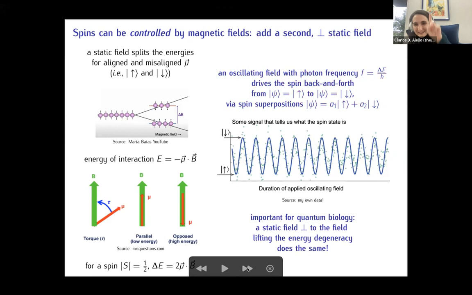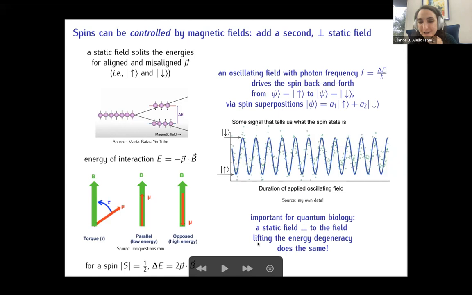But there's a similar phenomenon that happens if, in addition to this static magnetic field that lifts the degeneracy, you add a second static field in a direction perpendicular to it. So it's another static field. This addition of a second static field, to some extent, has the same consequences as adding the oscillating field. The second static magnetic field can also induce transitions between quantum states, and we're going to see that this phenomenon is of interest in the field of spin-based quantum biology, the spin flavor of quantum biology, as we're going to see from here onwards.